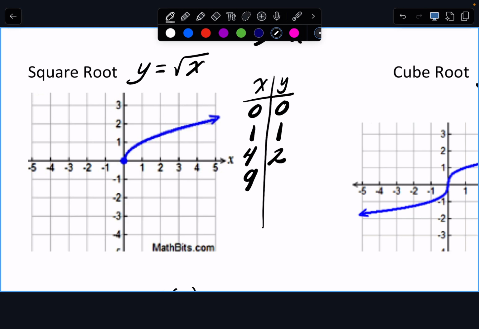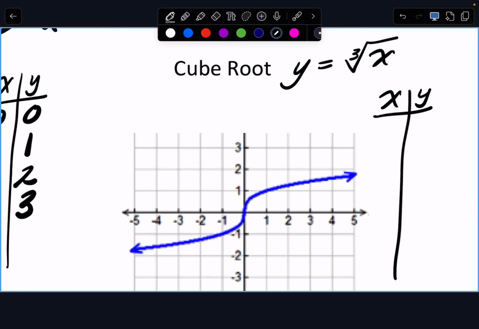Isn't the square root of 9 3? Yeah. And so then I have some points there. I'm picking wise points so I can deal with whole numbers as I go. See, there's 0, 0, over 1 up 1, over 4 up 2. So you guys can see, if you're dealing with square roots, remember that you're going to start at 0 and plug in 1, then 4, then 9.